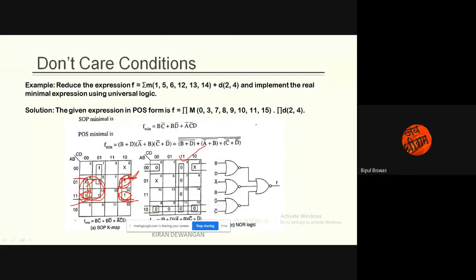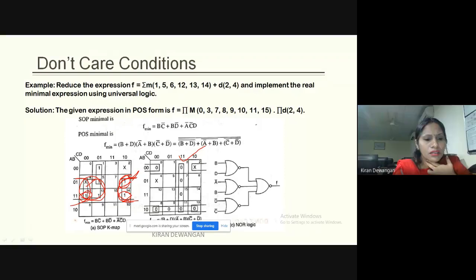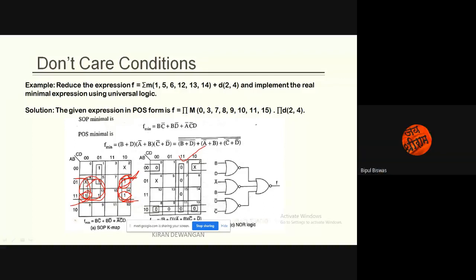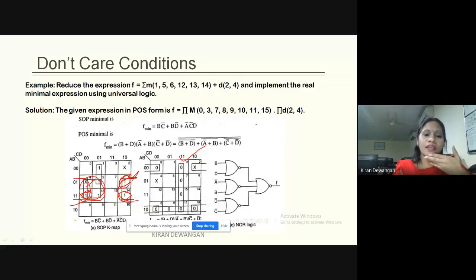Here, ma'am, in the quad 4, 5, 12, 13, there is also a 1 at 13 which is not shared. So it also becomes an EPI. Yes, the 4, 5, 12, 13 quad, right? Yes, ma'am. That will also be an EPI. And EPI will not be there in SOP only. It will be there for POS also.